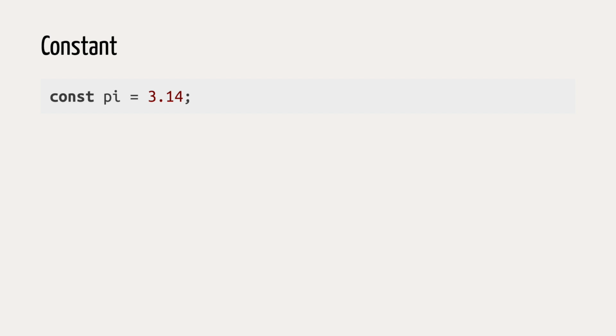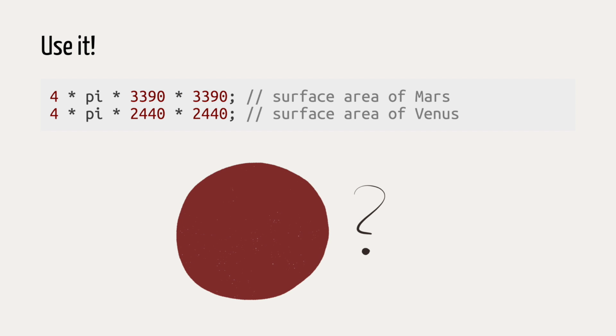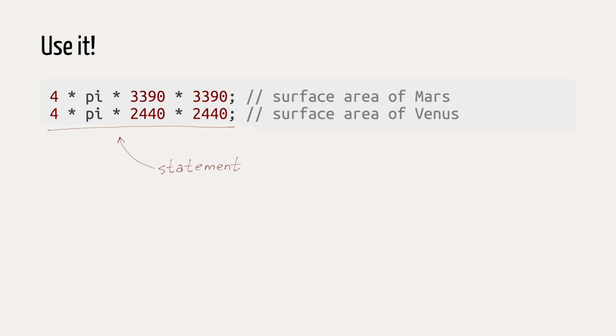Last time we managed to simplify our calculation with constants. We have created a constant for pi and used it when finding out the surface area of different planets. This way we have reduced the amount of code, but we still have lots of repetitions. A line of code is called a statement, and statements in JavaScript should end with a semicolon.